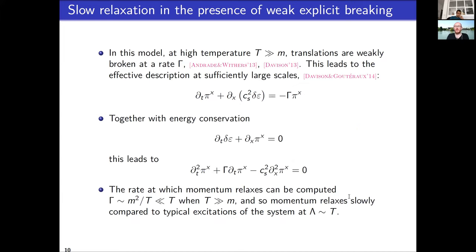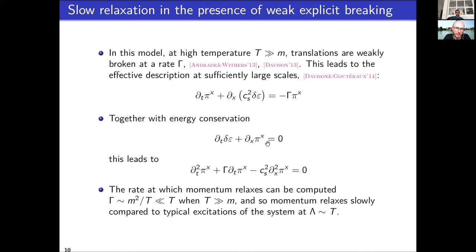So at high temperatures, because M is only a weak perturbation around Schwarzschild, we expect that translations are weakly broken. And so momentum slowly relaxes at some rate gamma, which means that we have the following effective description at sufficiently large scales. This is the usual momentum conservation equation: time derivative of momentum plus some spatial derivative of c_s squared, where c_s is the sound velocity, times fluctuations of energy. Except that now, since I want momentum to relax, I've turned on by hand some relaxation term on the right-hand side. So obviously, if you were to solve this without the spatial dependence, then pi would go like e to the minus gamma t. So indeed, momentum relaxes in the system.